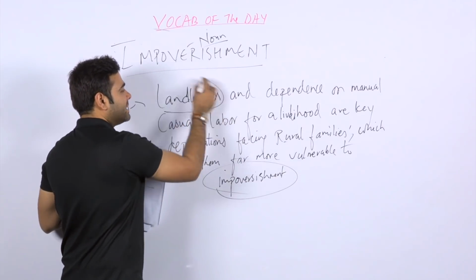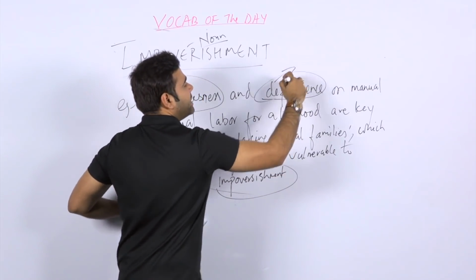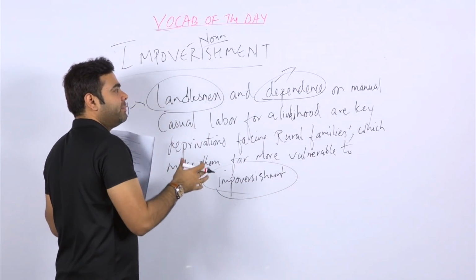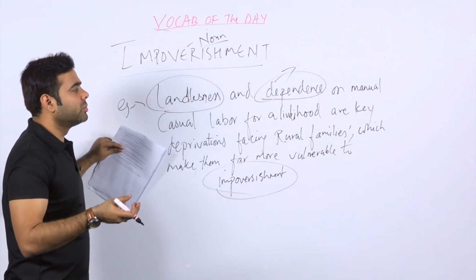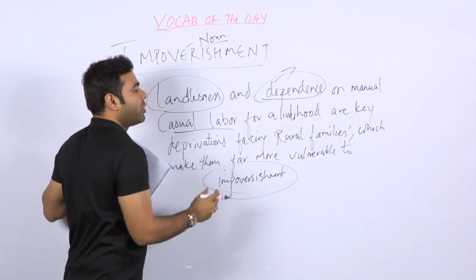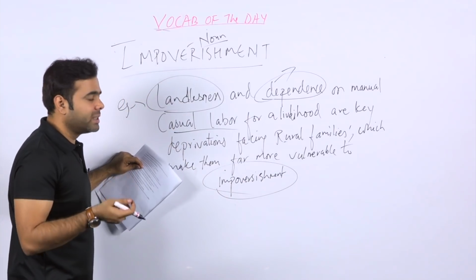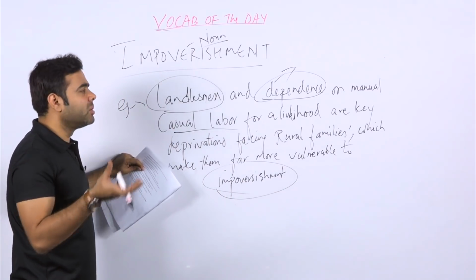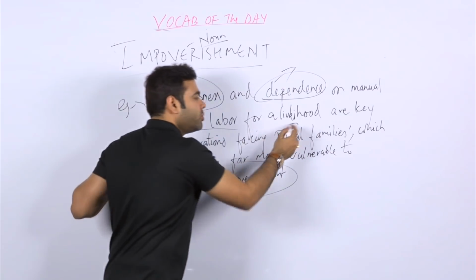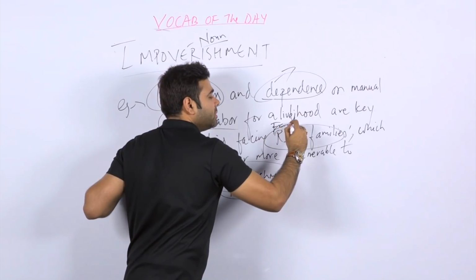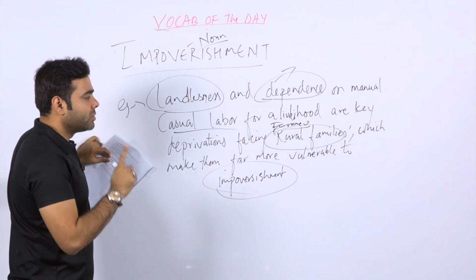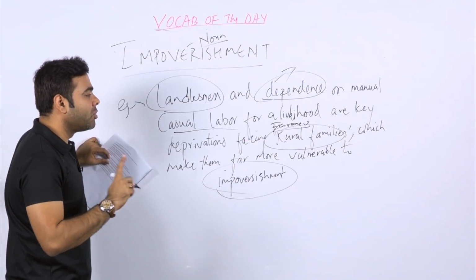It says landlessness and dependence. Dependence here is being talked about the condition where the farmers, the people belonging to the rural areas, are dependent on manual casual labor for a livelihood, because what they need to earn, that is their livelihood, is dependent on something. And the key deprivations facing rural families, obviously the poor families, the farmers, the things are being talked about farmers, isn't it? Deprivations facing rural families which make them far more vulnerable.